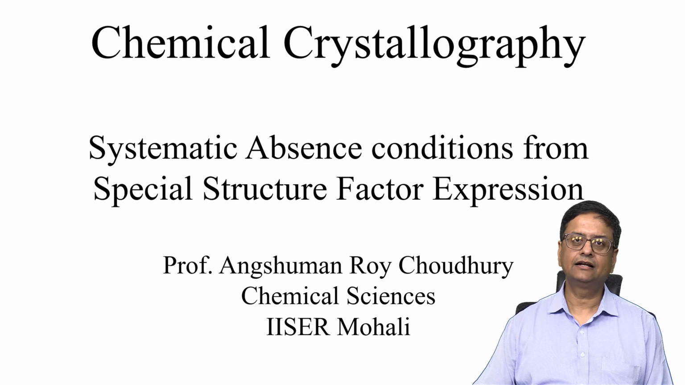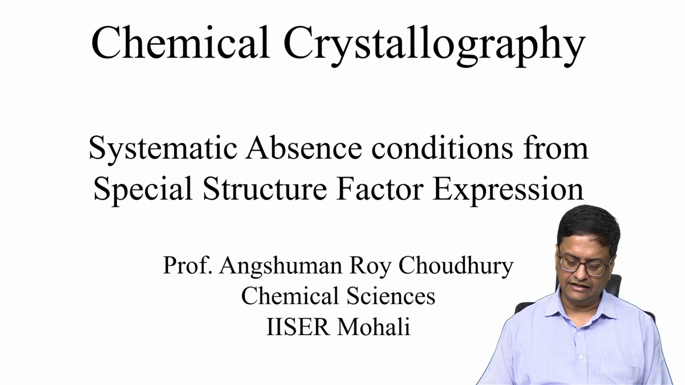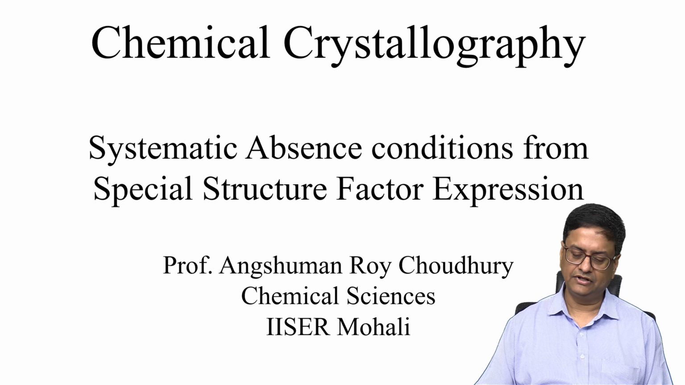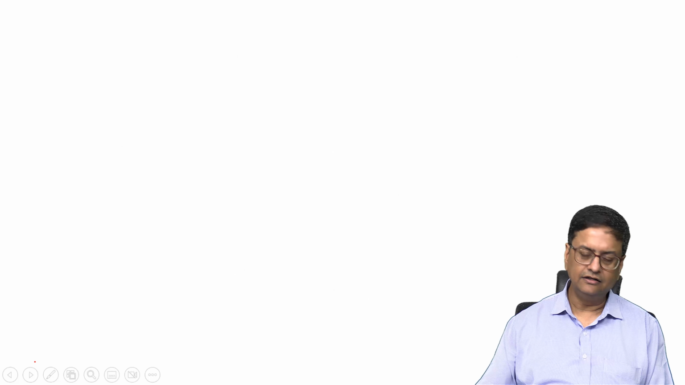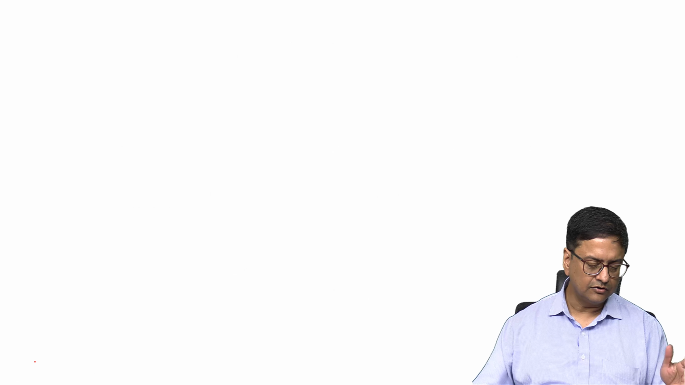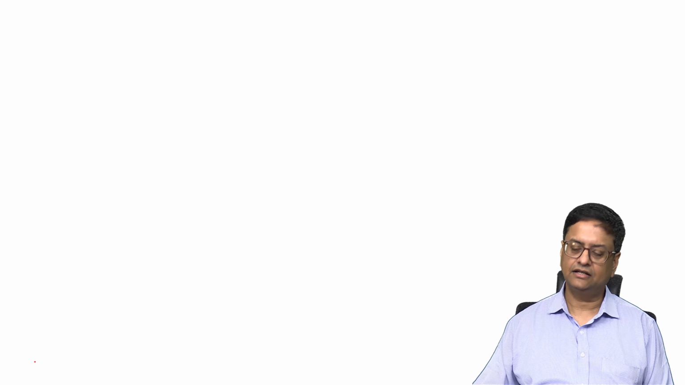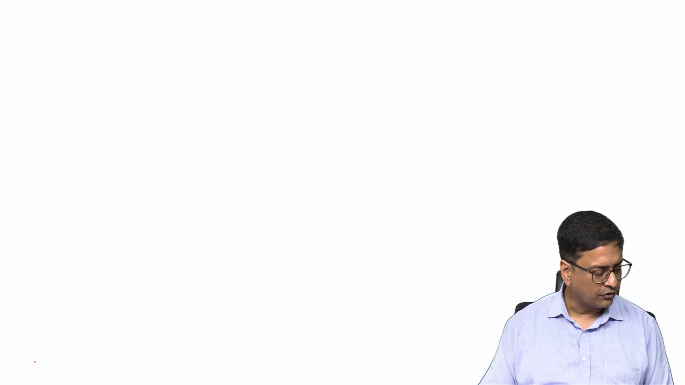Welcome back to the course entitled Chemical Crystallography. In the previous lecture, we discussed various forms of structure factor and derived the expression for structure factor in terms of electron density and have shown how they are related by Fourier transformation. So, in this class, we are going to talk about various relations of structure factor in terms of rho HKLs, and then we will try to come to the systematic absence conditions derived from the structure factor expression.